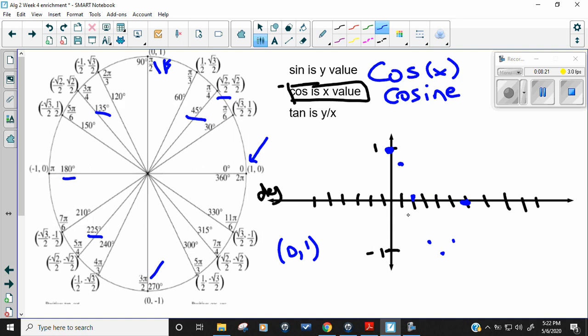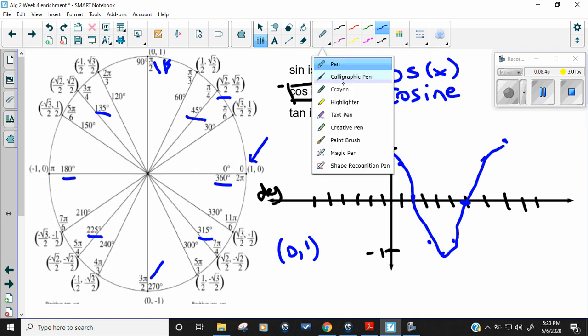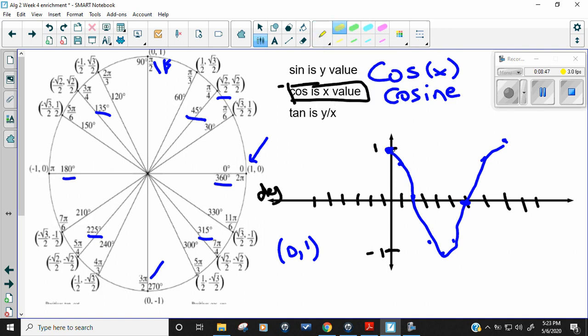So I'll draw it in just a second. And then at 315, it's at positive 0.71. And then at 360, it's back at 1. So this is going to be a bad cosine graph. I'm so sorry. I did better ones last time, but it's going to look like that. That is a typical cosine curve.